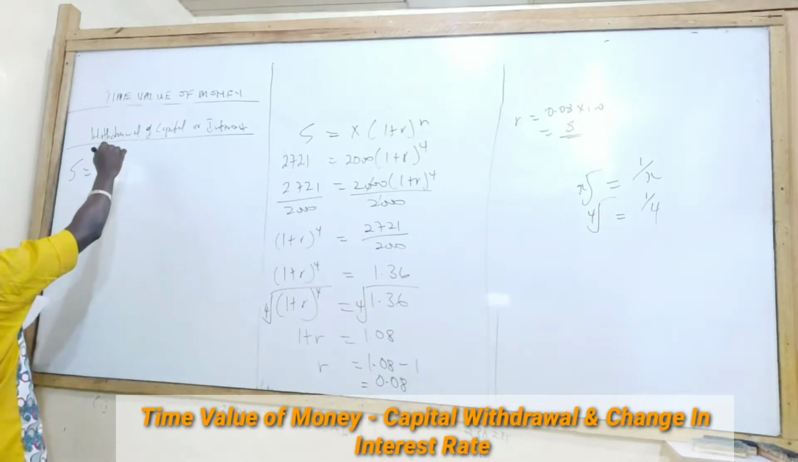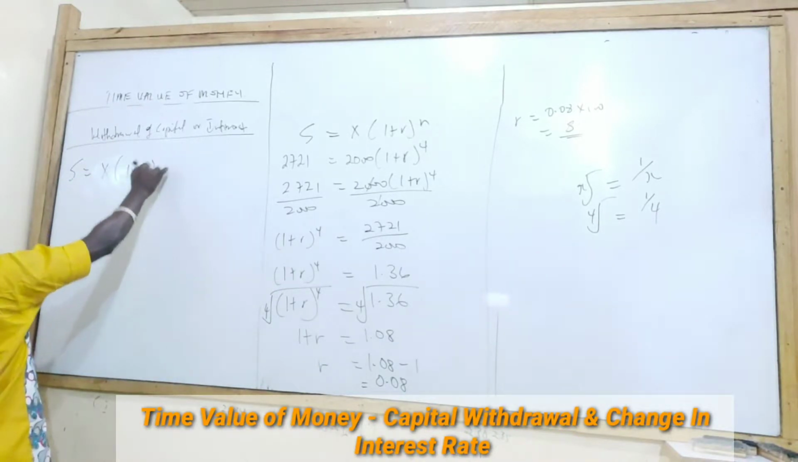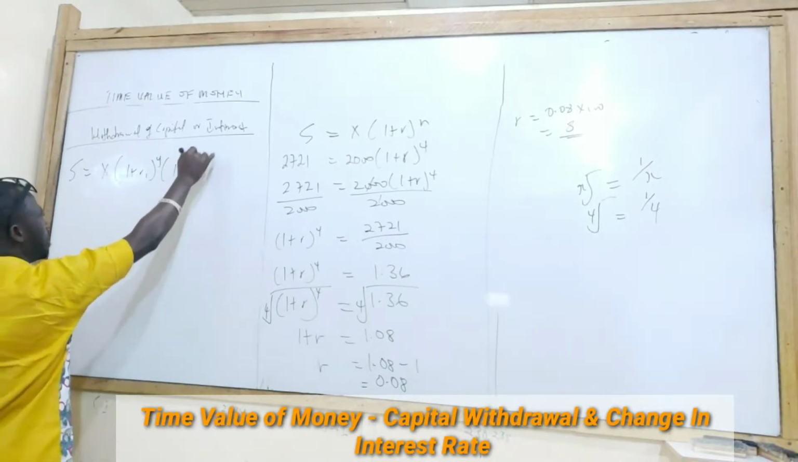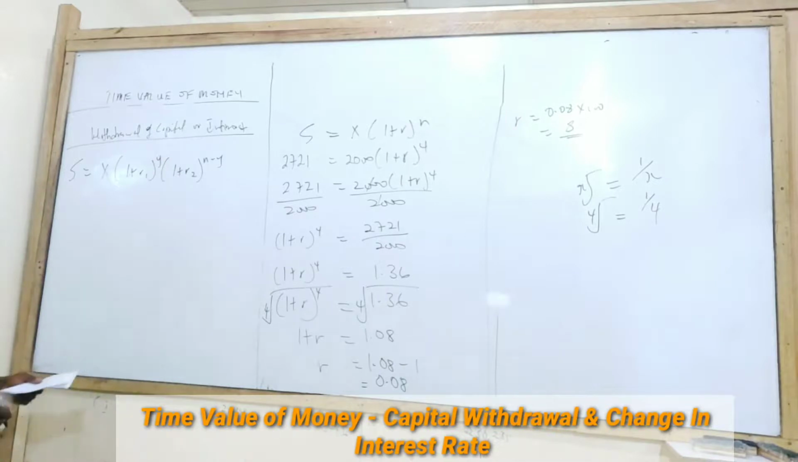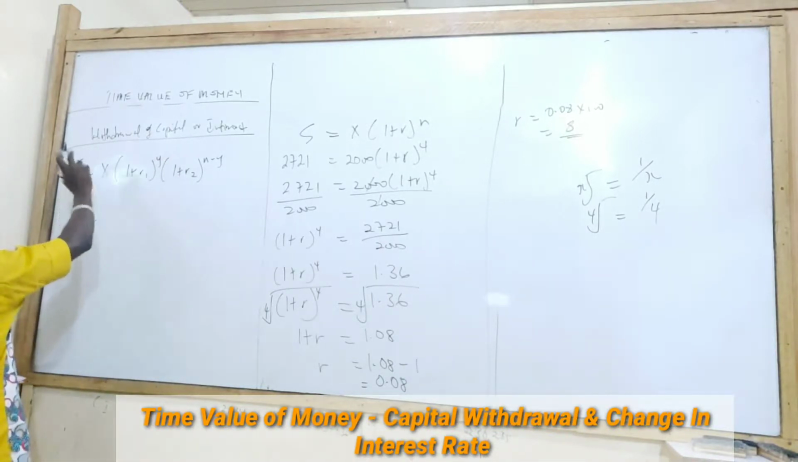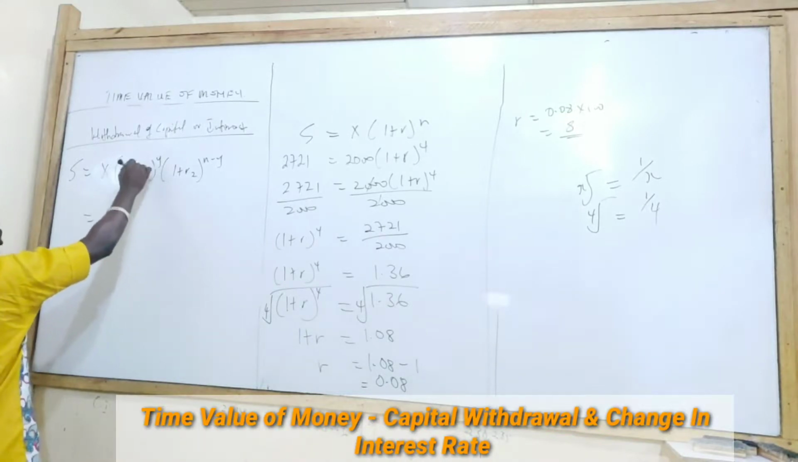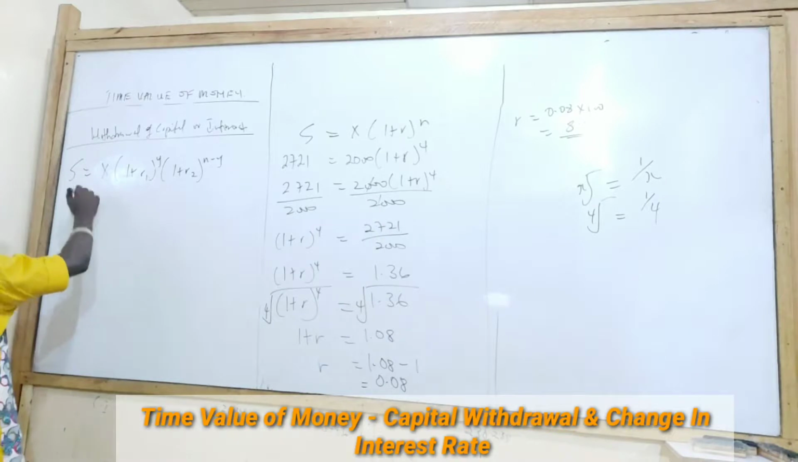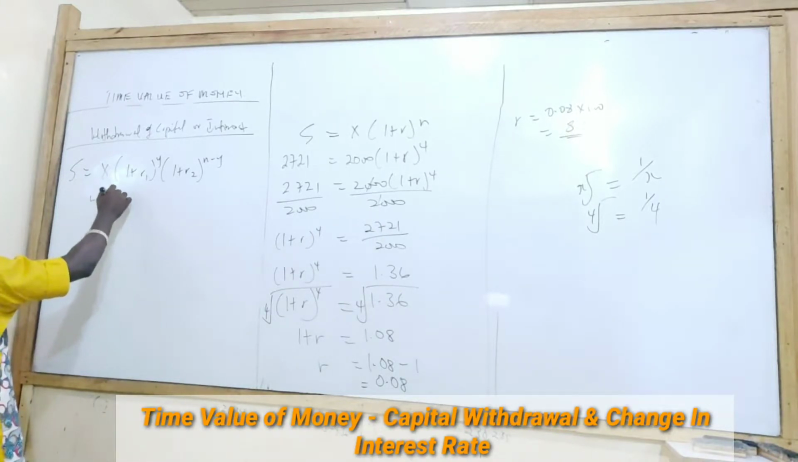But if the interest rates changed, then the way we get our sum of the money is to bring the initial value, 1 plus R1 exponent Y, 1 plus R2 exponent N minus Y. And I'll explain that. It's just a formula. So let me just explain R1.